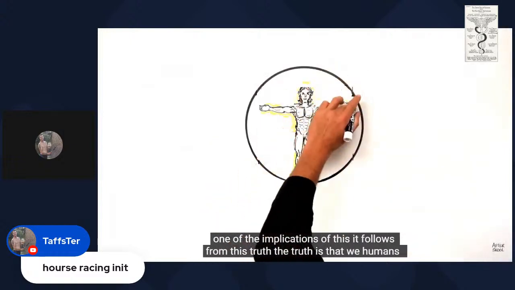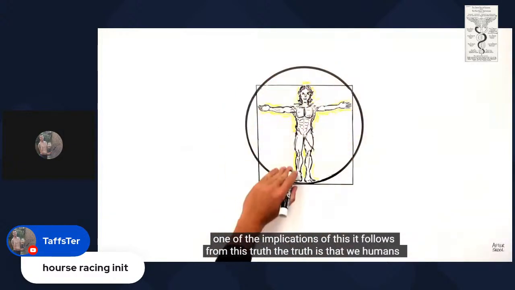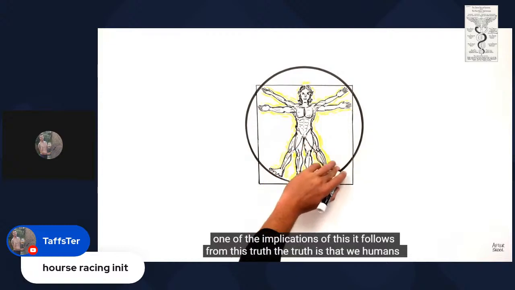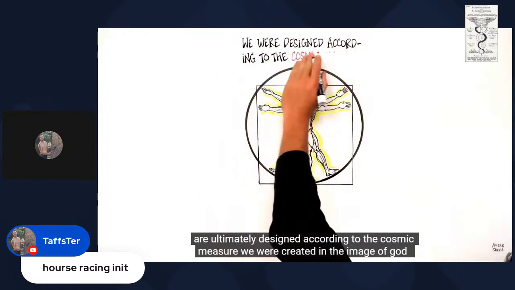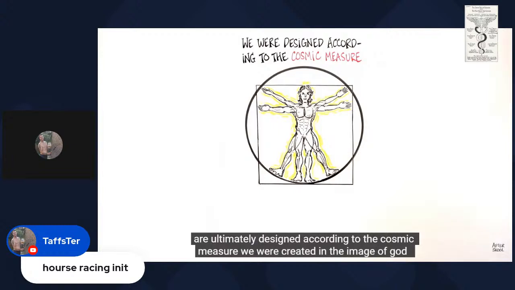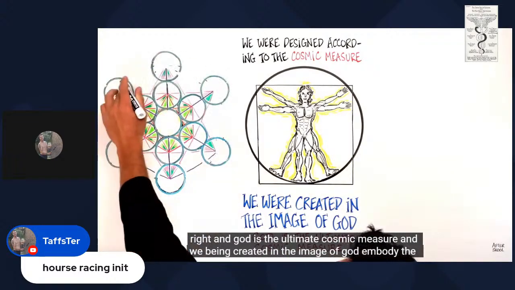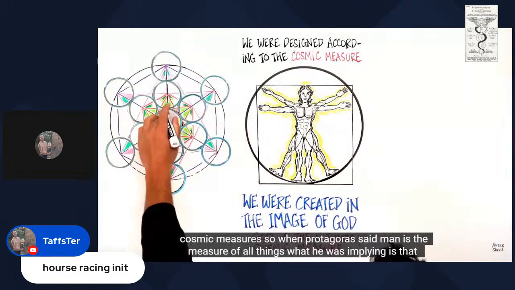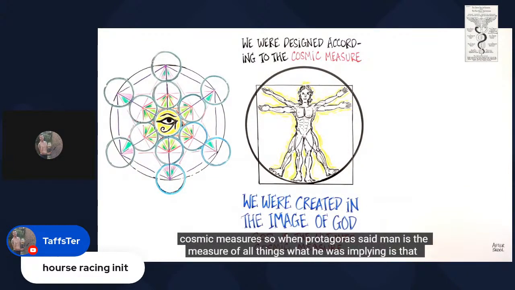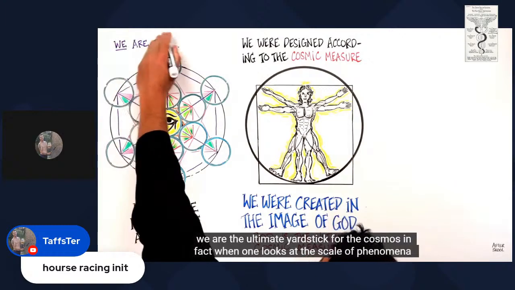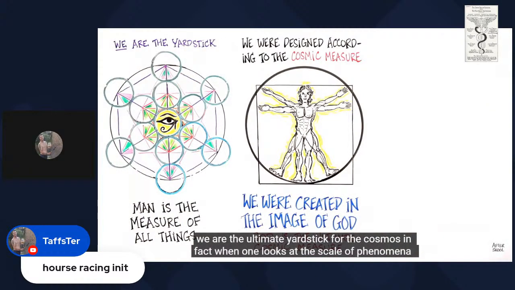Well, one of the implications of this follows from this truth. The truth is that we humans are ultimately designed according to the cosmic measure. We were created in the image of God, right? And God is the ultimate cosmic measure. And we, being created in the image of God, embody the cosmic measures. So when Protagoras said man is the measure of all things, what he was implying is that we are the ultimate yardstick for the cosmos.